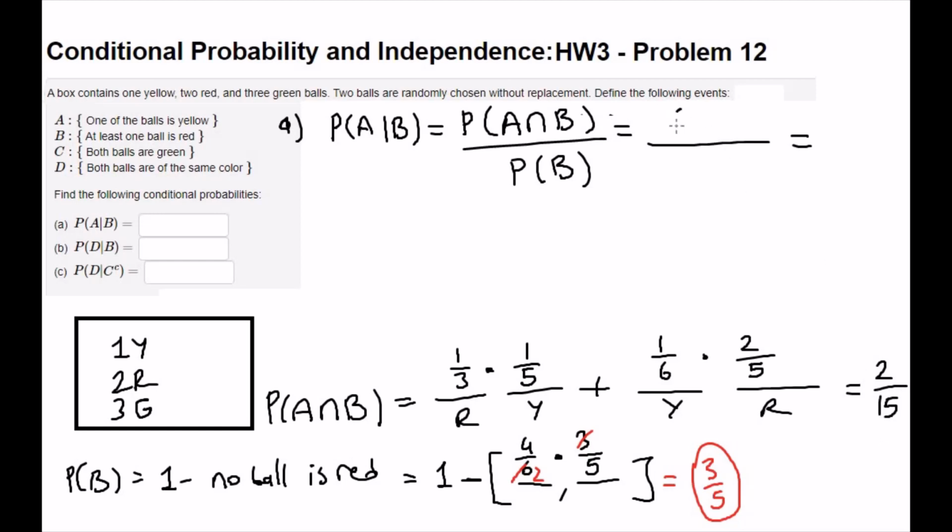And now we can plug it in. 2/15 over, you can express it as 9/15 over 9/15. So you obtain 2/9.